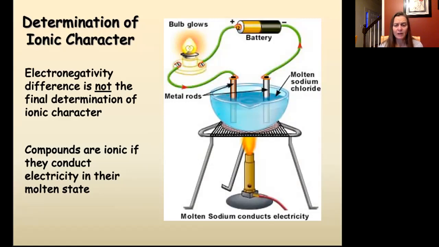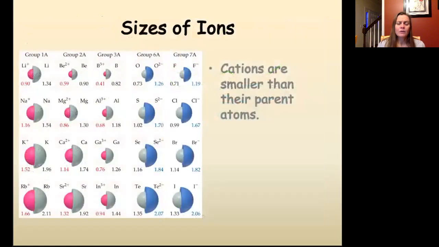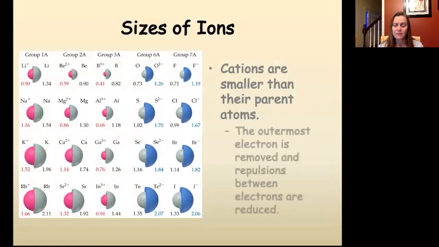Okay, so let's talk about ion sizes. So we talked about atomic sizes, atomic radii, and we said that as we go across the periodic table, the size of the atom decreases. And that's because we're adding more protons to the nucleus without adding any energy levels. And so it's drawing the electrons ever tighter.